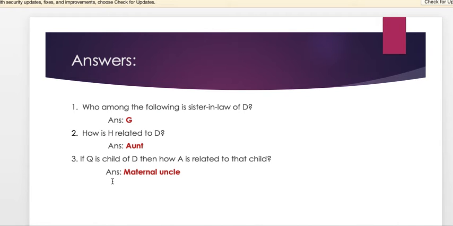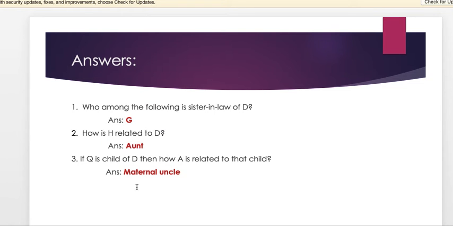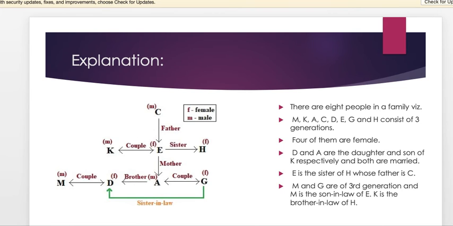And how is H related to D? Aunt. D is E's daughter, and H is E's sister, so H is the aunt of D. If Q is the child of D, then how is A related to that child? A will be the uncle, the maternal uncle.